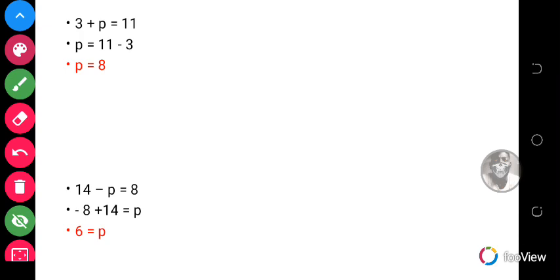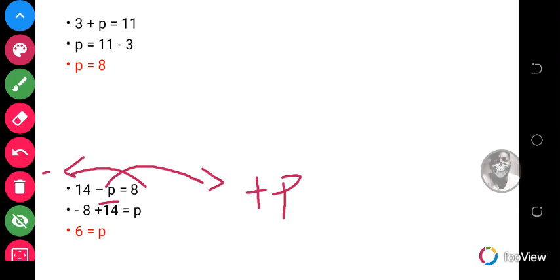p is negative, so we want p to be positive. We move p to the other side across the equal to sign, and it now becomes positive. Then we want p to stand alone, so we move 8 to this side. Now 8 is positive, so when it moves across the equal to sign, it's going to be negative. So we are going to have negative 8 plus 14 is equal to p.